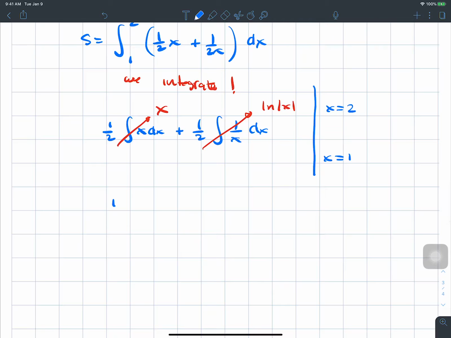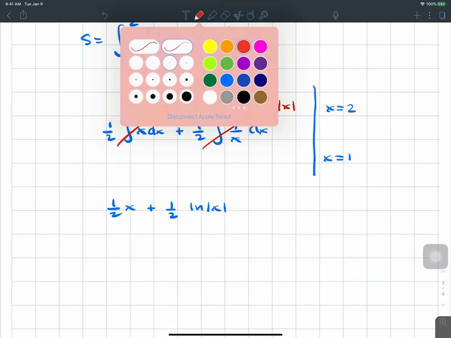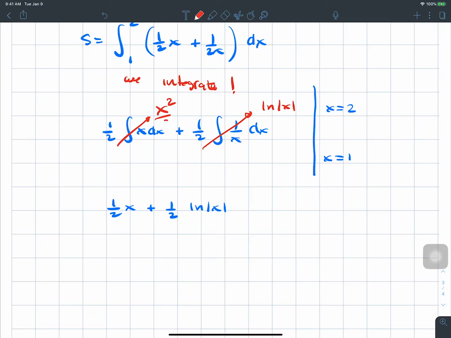Okay, so this is what we get: 1/2 x plus 1/2 natural log absolute value of x here. So let me double check. Is this what we get? Oh, no, we don't. We don't get this. Guess we make mistakes in the afternoon too. This is what we get. And this is 4.